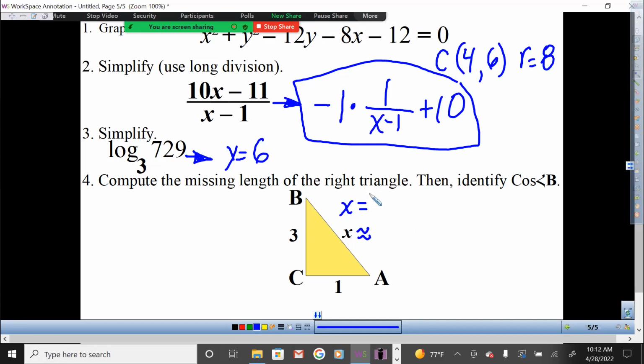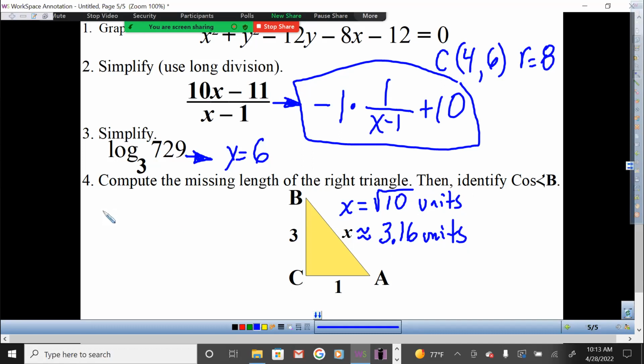Yeah. Oh, what's the approximate? 3 point what? 3.16 units. That is correct. And exactly, it's square root of 10 units. Yes? Yes, Mr. Q. All right, good.